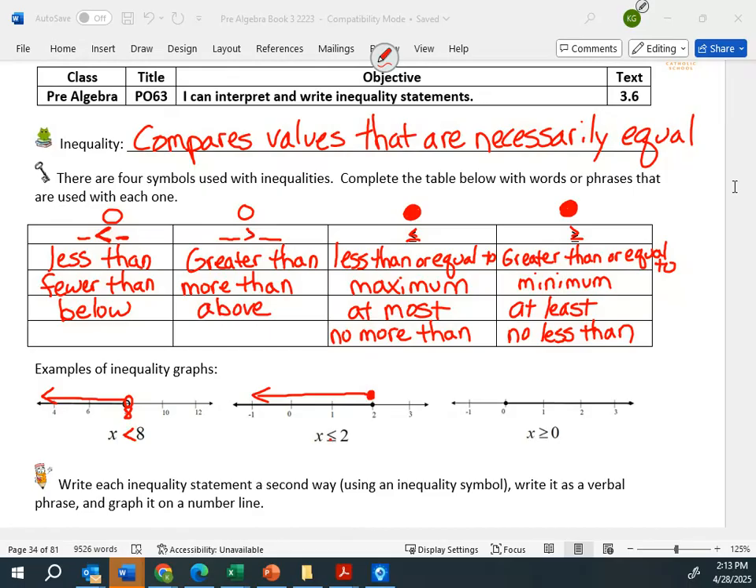On this last example, we see our number is 0, so our circle goes above the 0. We see that it does have that equal sign under it, so it can be 0, or it could be a number greater than 0. So our arrow goes to the right because it could be greater than 0.